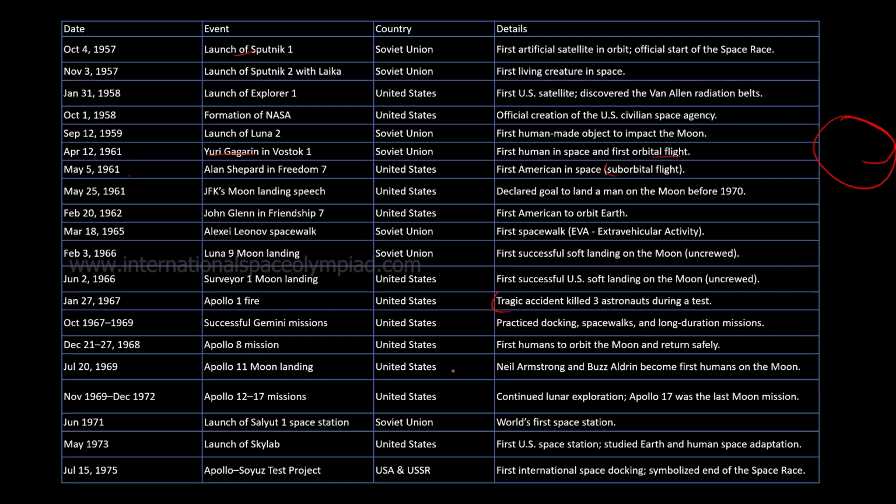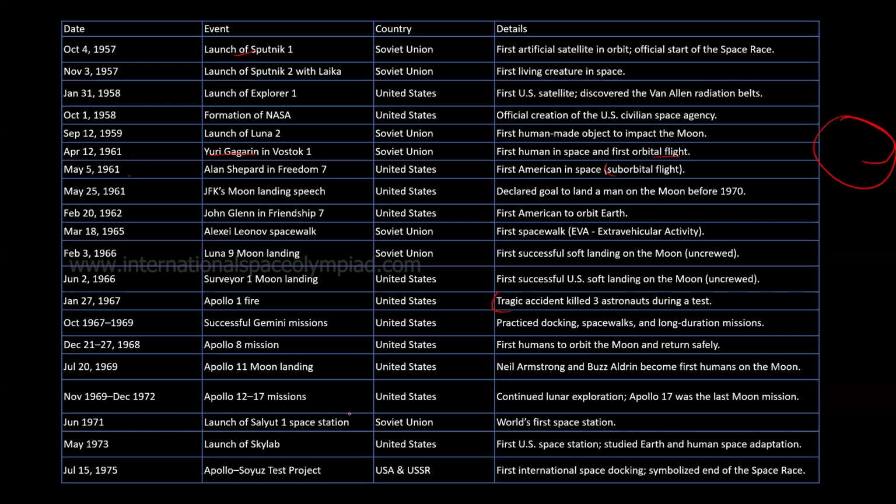Apollo 11 moon landing, that is Neil Armstrong and Buzz Aldrin. Edwin Aldrin and Buzz Aldrin are the same person. The name is something like Edwin Buzz Aldrin, so sometimes it is used as Edwin Aldrin, sometimes as Buzz Aldrin. They became the first humans on the moon. Then Apollo 12 to 17 missions. Apollo 17 was the last mission, with landings.